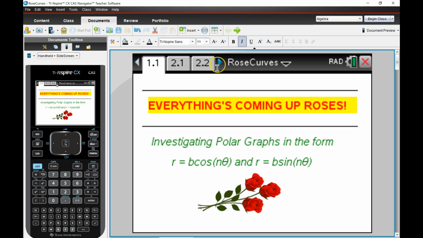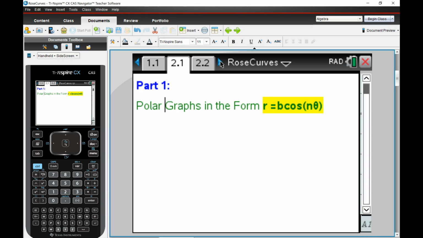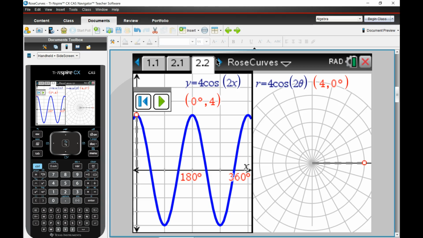Okay. So, let's do b cosine theta. All right. So here we go. We just graphed 4 cosine 2 theta. So I've modified my notes to match these ones so that we could have a visual. All right. So here it is. This is exactly what we graphed, right? From 0 to 2 pi, it was 2 cycles because it's 2 theta.